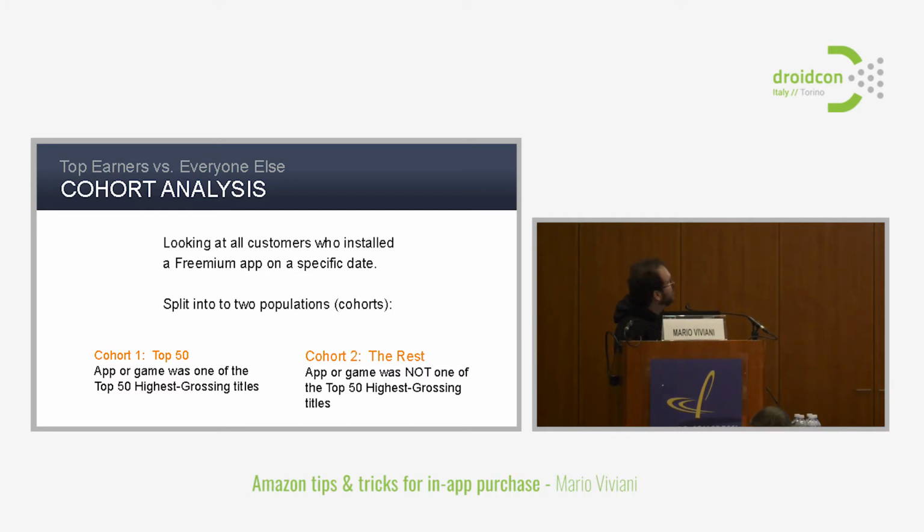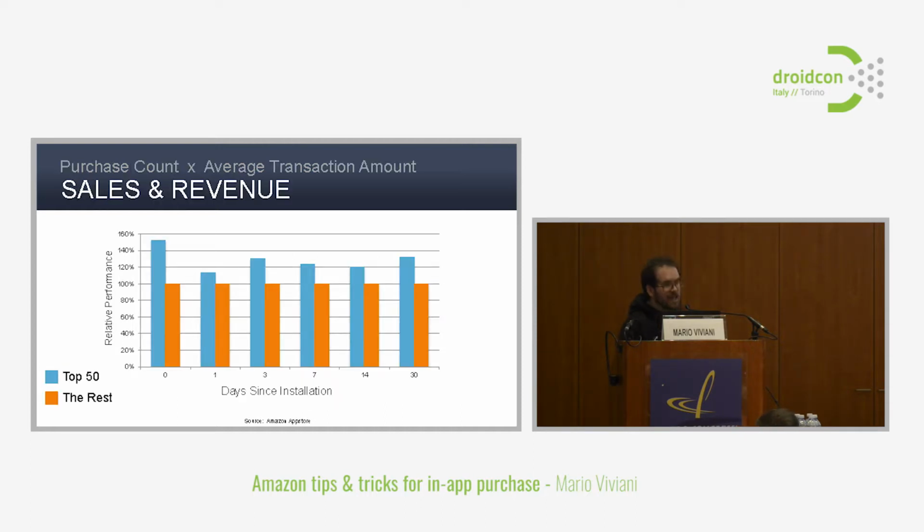The first one, and I think this one will not surprise anyone, is looking at the performance in terms of revenue in days since installation. You will immediately notice that the top 50 are doing a better job of monetizing their users. On day 1, they're actually doing much better than the rest of the market. They're performing 50% better than the rest of us. And consistently across the first month, they're doing better, up to 20% better.